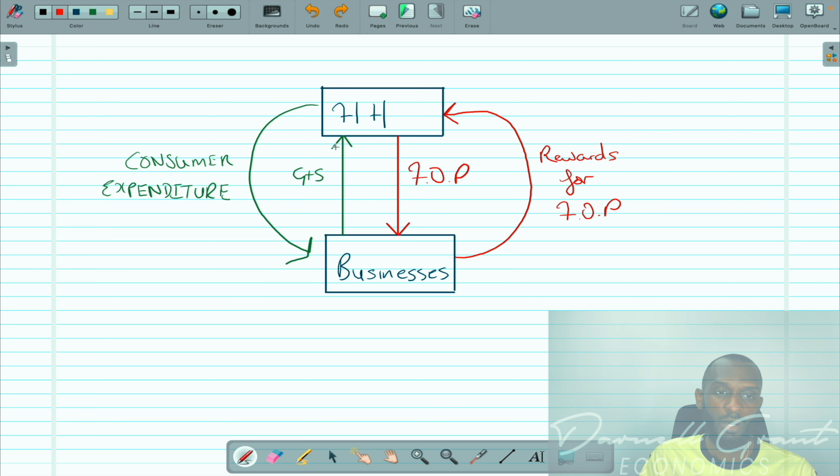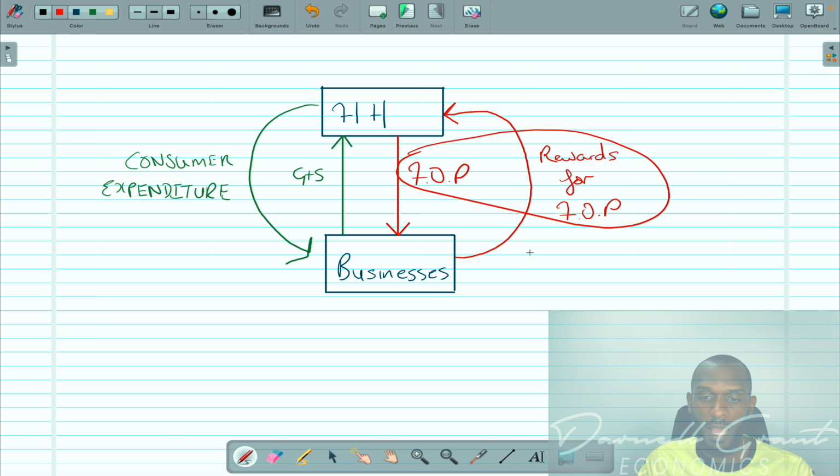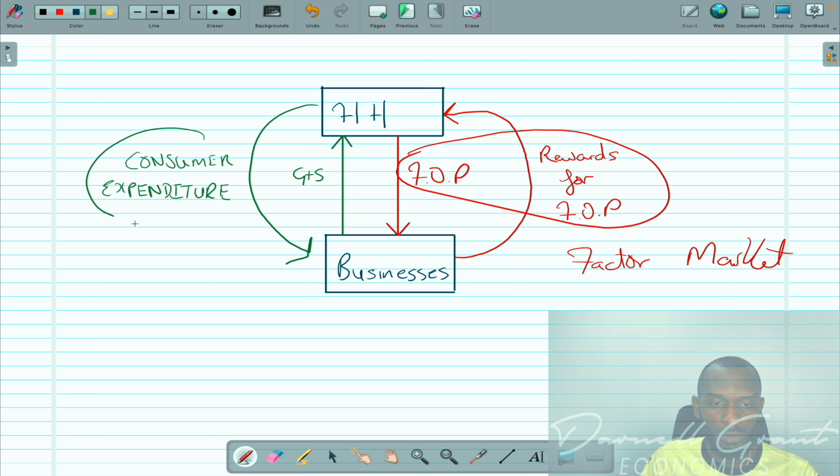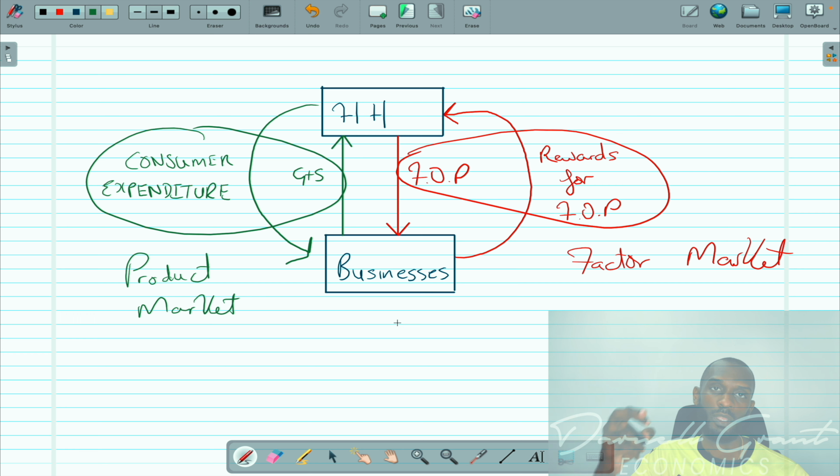And of course, on this end, we refer to these 2 as the factor market. This is going to come up later on as well. Alright? So please note, this is a simple 2-sector model. On one end, we have the factor market, and on the other end, the product market. Hope you understand. Let's move on.